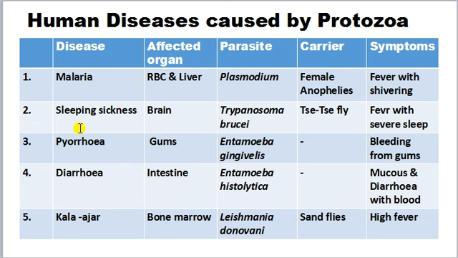Now move on to the second one, sleeping sickness. This is also known as African sleeping sickness, and this is caused by the parasite Trypanosoma brucei, and this is transmitted by the carrier Tsetse fly. Tsetse fly carries the infection. When an infected fly bites you, the infection spreads through your blood flow. And Tsetse fly is native to the African continent. That's why it is called African sleeping sickness.